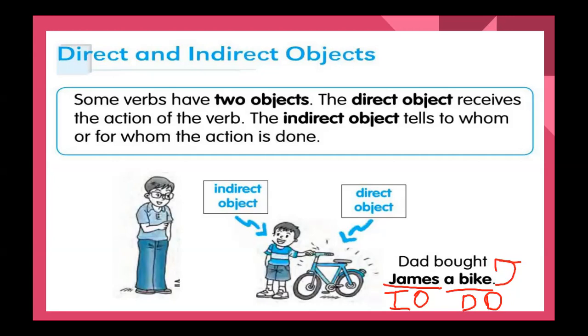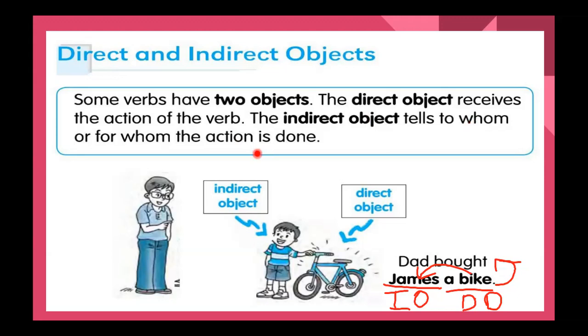Now, what is the indirect object then? The indirect object tells to whom or for whom the action is done. So can you see before the direct object, James. Dad ने किसके लिए bike लाई है? For whom did dad bring the bike? James. James के लिए लाई है, right? Yes. So James becomes the indirect object. Who is the indirect object? जिसके लिए वो चीज लाई गई है, for whom the action is done.